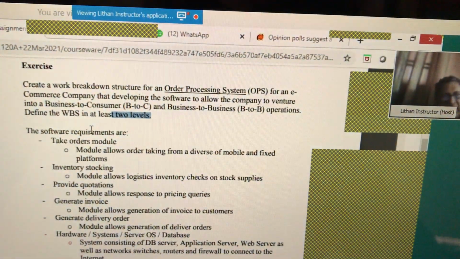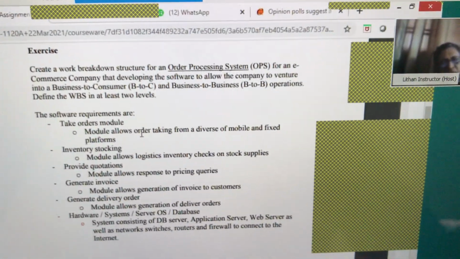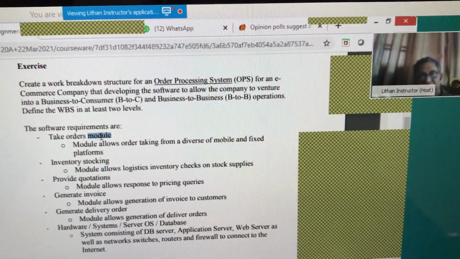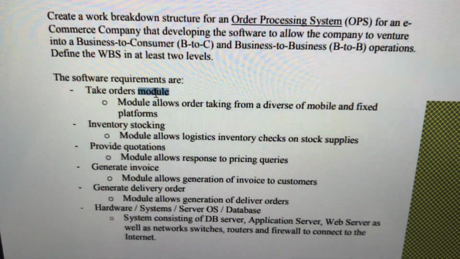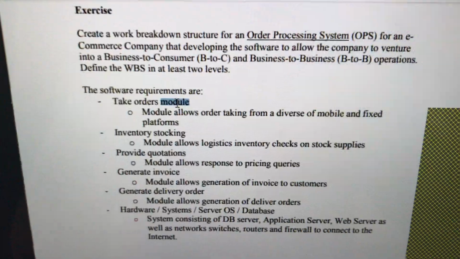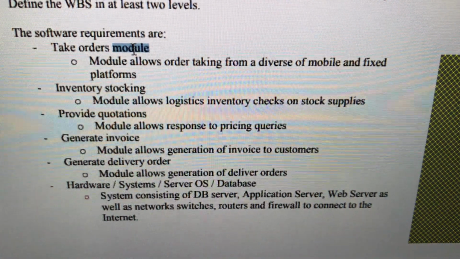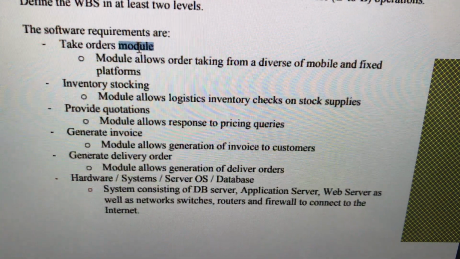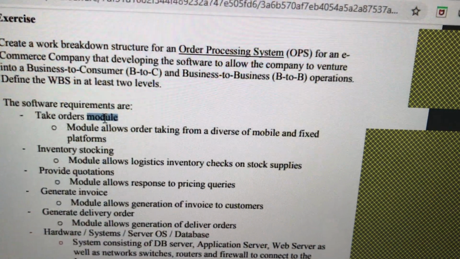The software requirements, it gives you the software requirements. Take order module. So this is a module, that means a component. Work and component are different. As a work, my breakdown will be, if I'm an electrician, the product breakdown will be install plugs, not even install plugs, complete lighting. But as a work breakdown structure, I'll say fix the plug points, fix the electrical points, complete the electrical wiring, etc. More work related, action related.